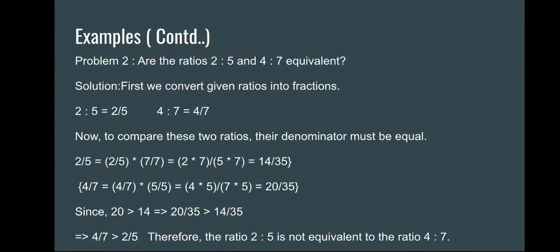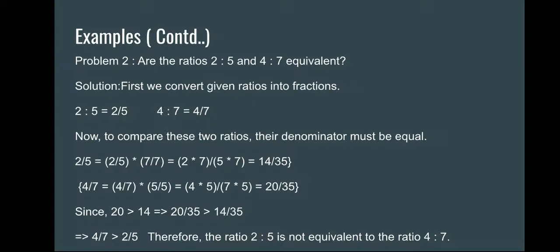Here is another example where we are given two ratios and we have to find whether they are equivalent or not. First, we need to convert the ratio into fraction and then proceed further. I am going to convert the ratio 2:5 to the fraction 2 divided by 5 and 4:7 to 4 divided by 7. Now, to compare these two ratios, the denominators of these fractions should be the same. Only then we can compare the two ratios.